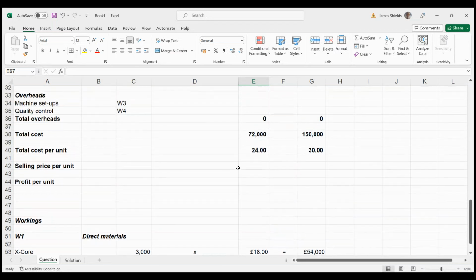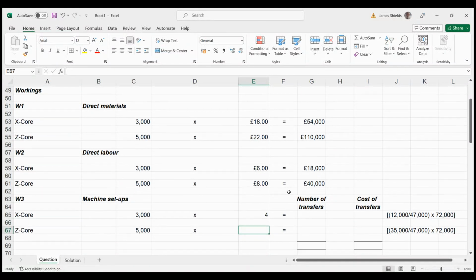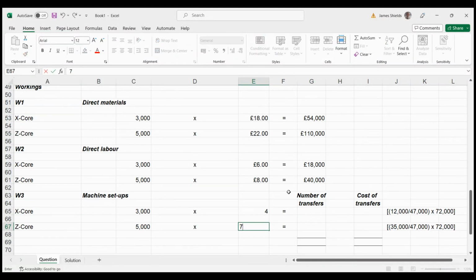And for Z core, machine setups is 7 setups per unit. Let's just check that one. So number of machine setups and cost of machine setups.